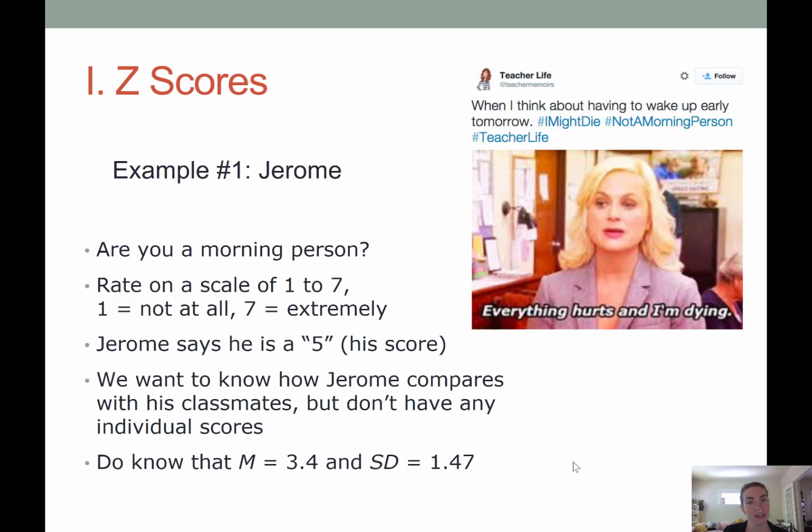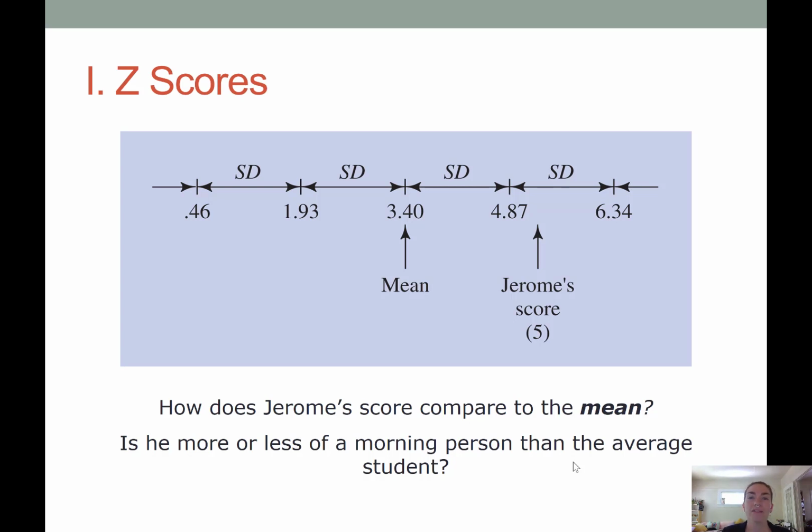Well, if we do know that the mean score for his class is 3.4 on this scale, and the standard deviation is 1.47, or in other words, on average, people rated themselves a 3.4 on this scale, give or take 1.47 scale points. Now that gives us something to work with. Now we can, right off the bat, say that Jerome is more of a morning person than the average individual in his class. If the average individual said they were 3.4 on this scale and Jerome said that he was a 5, then we can say that Jerome is more of a morning person than his class on average.